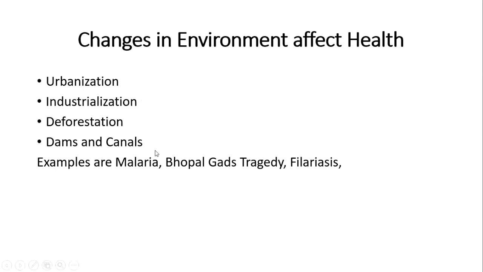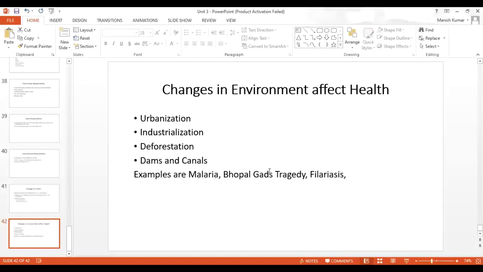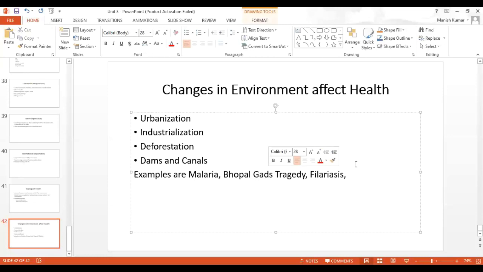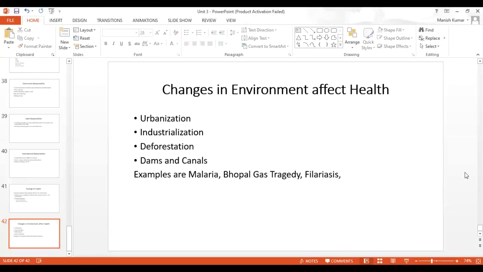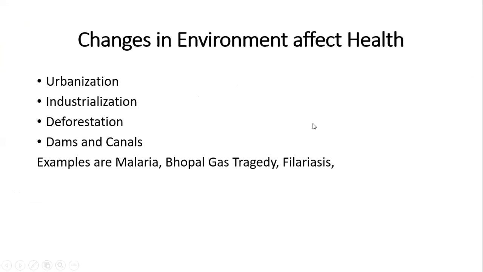So the examples of rapid urbanization and industrialization have led us to malaria, and then the Bhopal gas tragedy. Pardon me for the typo over here. So this is the gas tragedy, and filariasis. These are examples where we have affected our own health, and this has been because of the rapid urbanization, industrialization, deforestation.